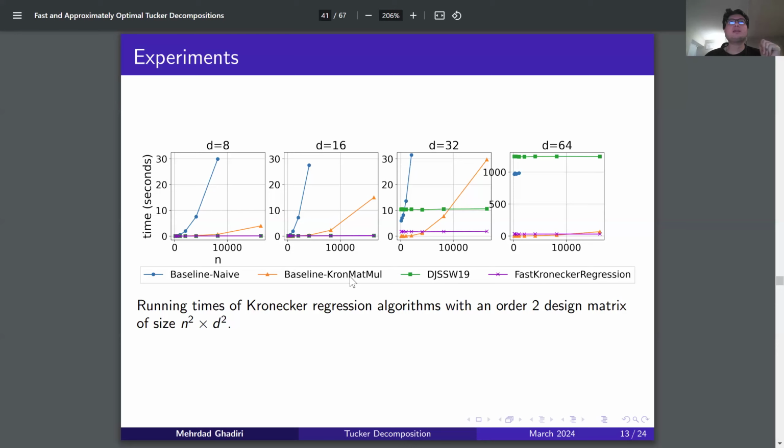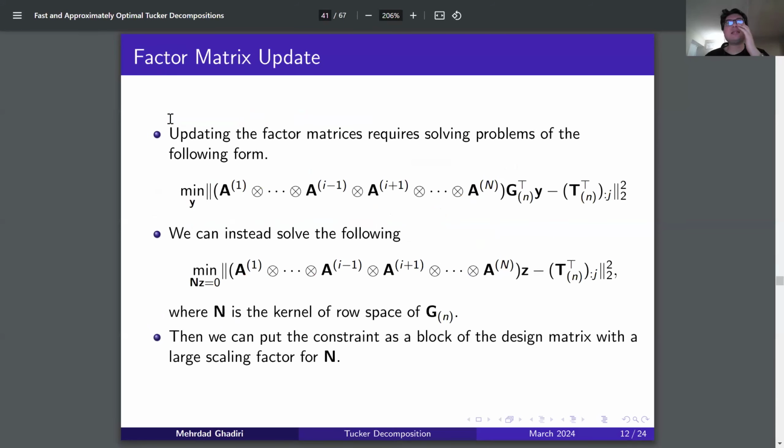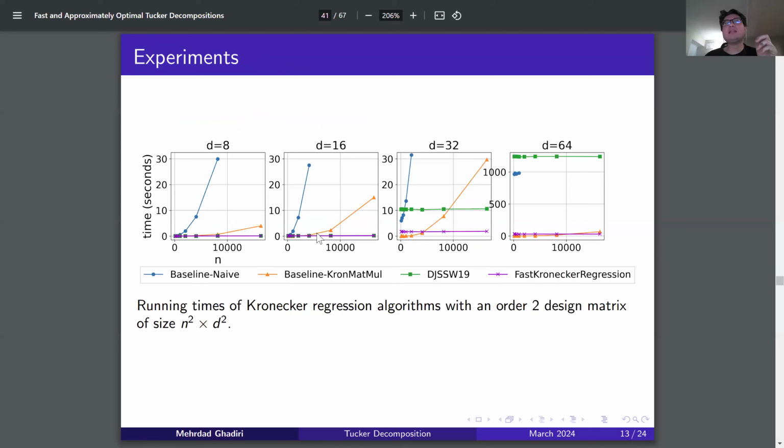The Cron-Matmul baseline is the one that only uses this identity, but it doesn't use any sort of sampling or leverage score sampling or any sort of sketching. And as you can expect, when n gets large, its running time gets large as well. But it is much better than the blue line, the very naive baseline.